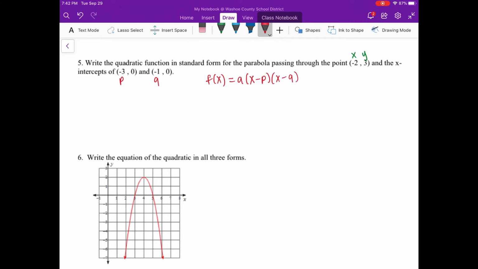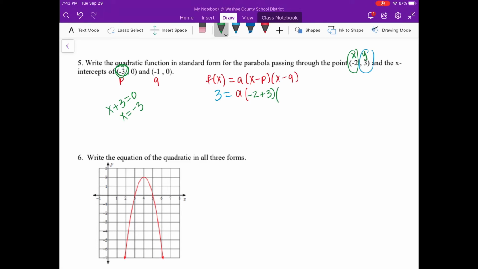So in this case, my y value is a 3, so I'm going to substitute f of x with 3. My a value is something that I don't know, so that's actually what I'm trying to figure out. My x value in this case is -2. My p value, so you got to be careful here because remember that you end up setting the factors equal to 0. So in order for me to get a -3 as my x-intercept, I would actually need to have a factor of x plus 3, right? Because when I set it equal to 0, that's how I get the -3. So inside, this is going to be a plus 3. So kind of think of it as switching the sign there.